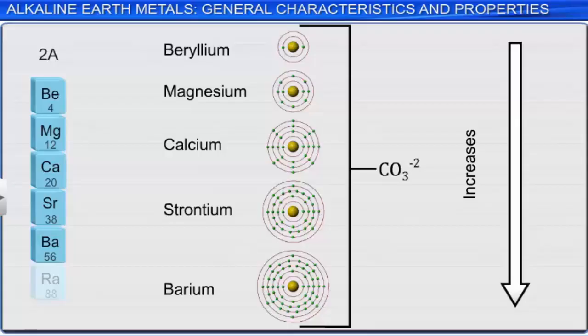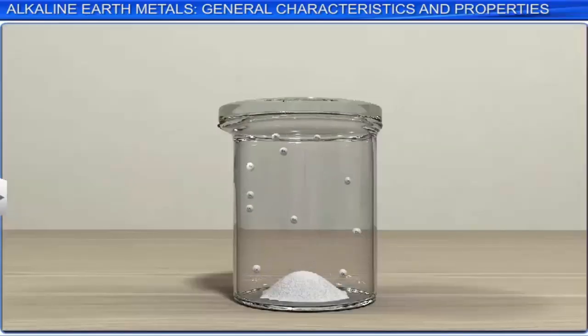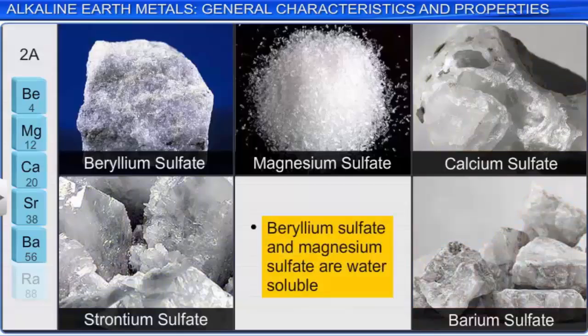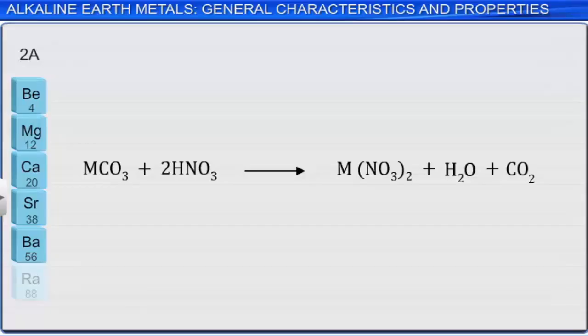The White Cliffs of Dover consist primarily of calcium carbonate. The thermal stability of carbonates increases as the metal cation increases in size. Beryllium carbonate is unstable and must be kept in a carbon dioxide atmosphere. The sulfate salts of the group 2 metals are white solids that are heat stable. Beryllium sulfate and magnesium sulfate are water soluble, but the solubility of this class of compounds decreases down the column. This is because beryllium and magnesium ions have higher hydration enthalpies than the other metals in the group.